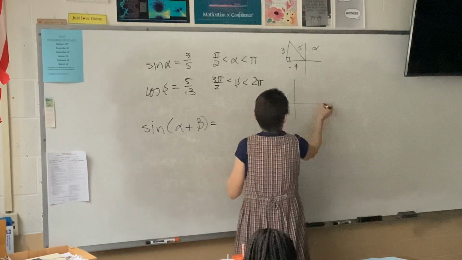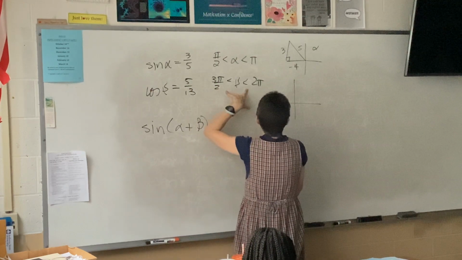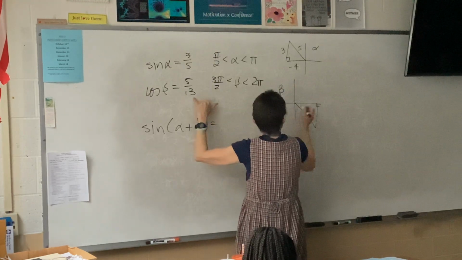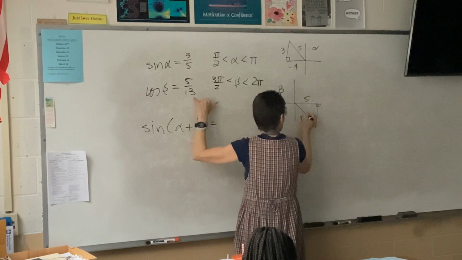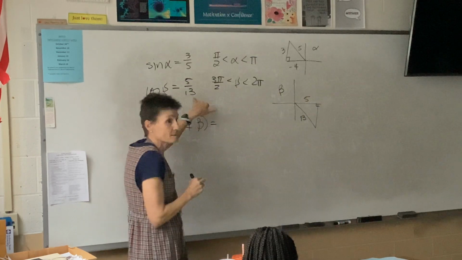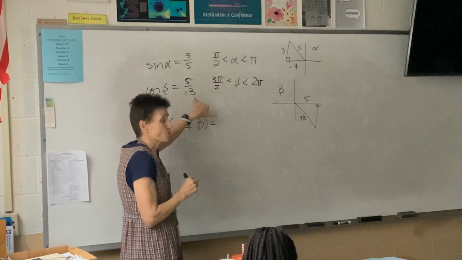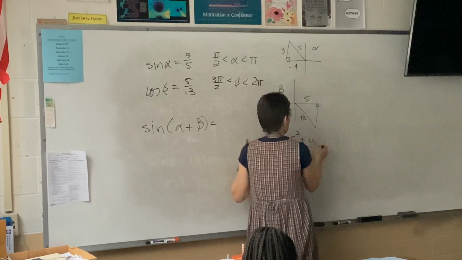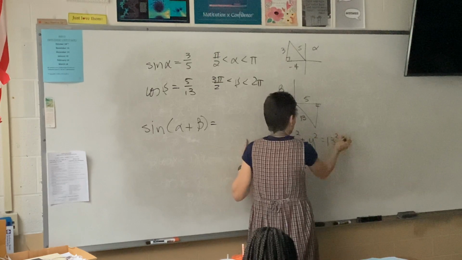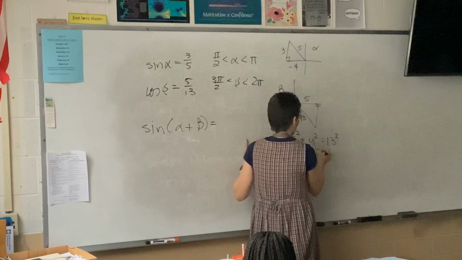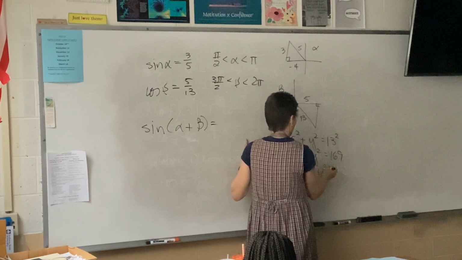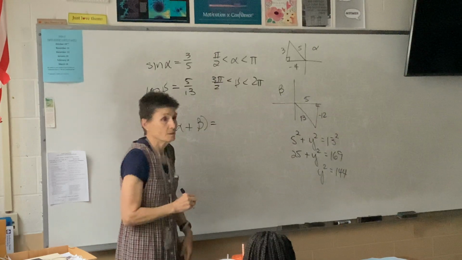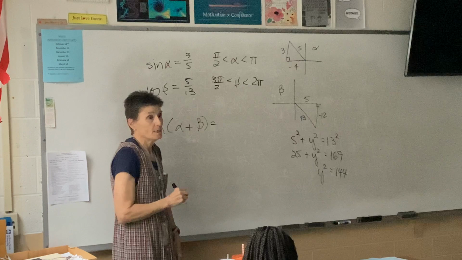Where's beta? Quadrant 4. And its cosine is adjacent over hypotenuse, 5/13. So we'll do the Pythagorean theorem. You may know that one. If not, 5 squared plus y squared is 13 squared. So 25 plus y squared is 169, y squared is 144. So it looks like that is -12. Now, caution.